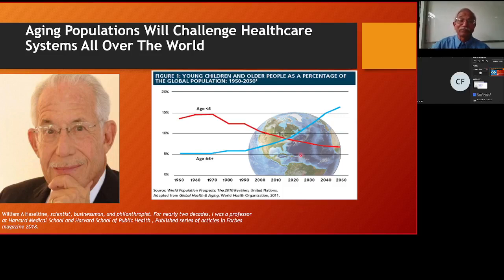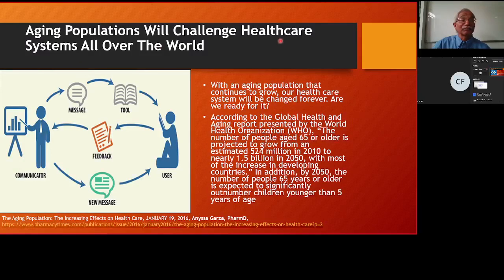And you need to address that the world will not be able to get rid of the aging population. They are going to grow like this, and the younger population is reducing. This is where all the countries are going to have challenges, and the aging population will challenge healthcare systems all over the world.